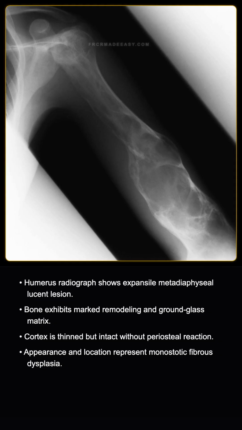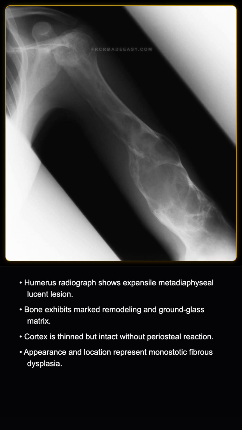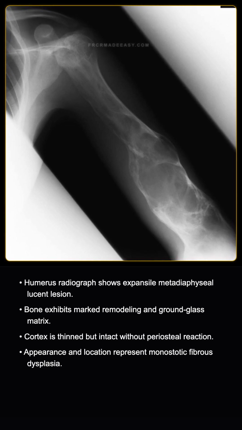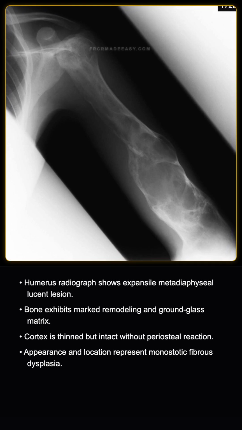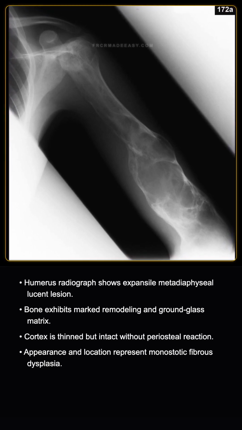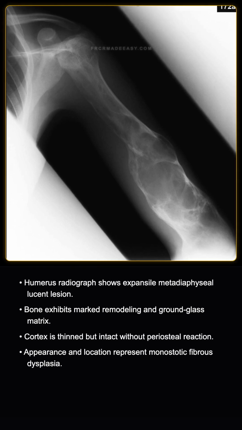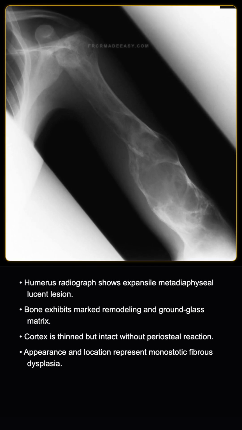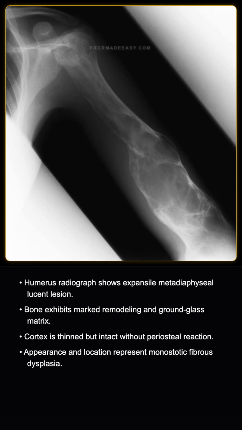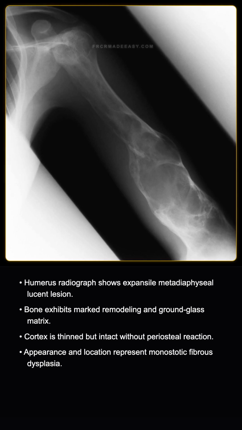The radiograph demonstrates an extensive expansile lucent lesion involving the metaphysis and diaphysis of the humerus. There is marked remodeling of the bone with classic ground glass density matrix. Crucially, the cortex is thin but intact, with no cortical break, periosteal reaction, or aggressive features. These findings are highly characteristic of monostotic fibrous dysplasia.